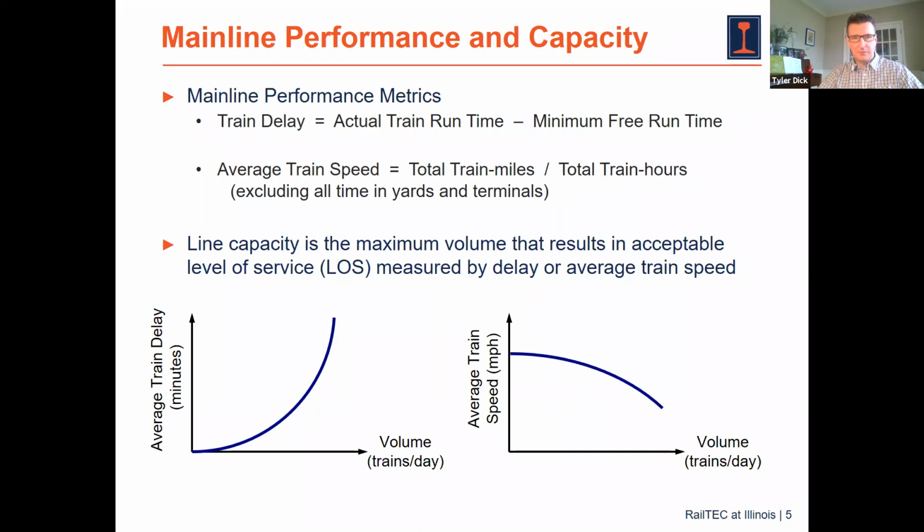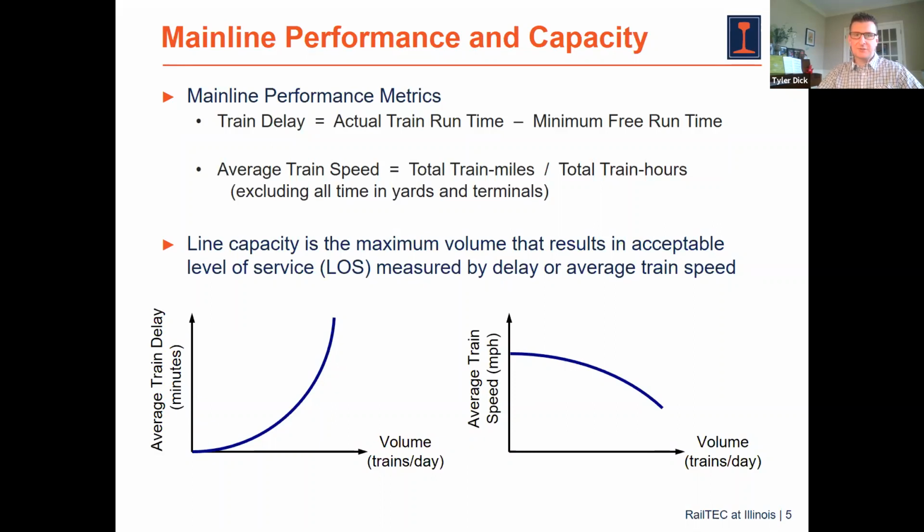Two of them, for example: one is train delay, where we compare the actual train runtime to the minimum or best achievable running time for a train as if there were no other trains present on the network. So what's the best possible we could achieve while obeying all speed restrictions? The difference between that and the actual train running time, we call that train delay.